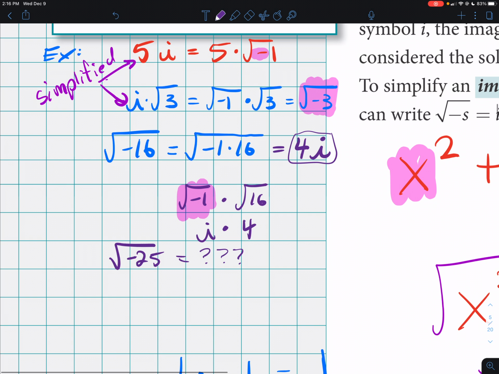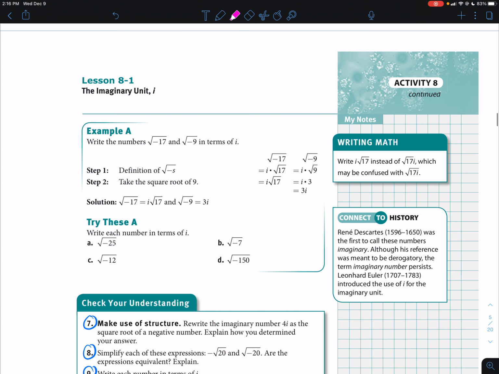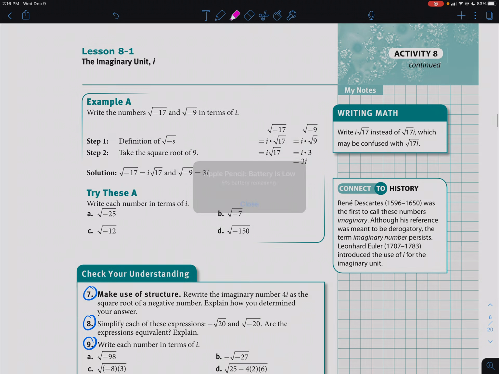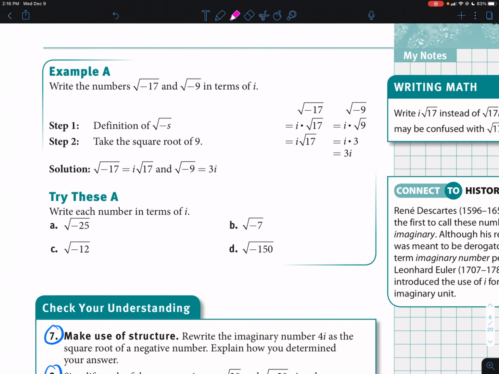Well, we know the square root of 25 is 5, and since it's a negative 25, then our answer is 5i. So anytime you have a negative in the radical, that's when we're going to be dealing with imaginary numbers. Okay, so we're going to do some more examples here.